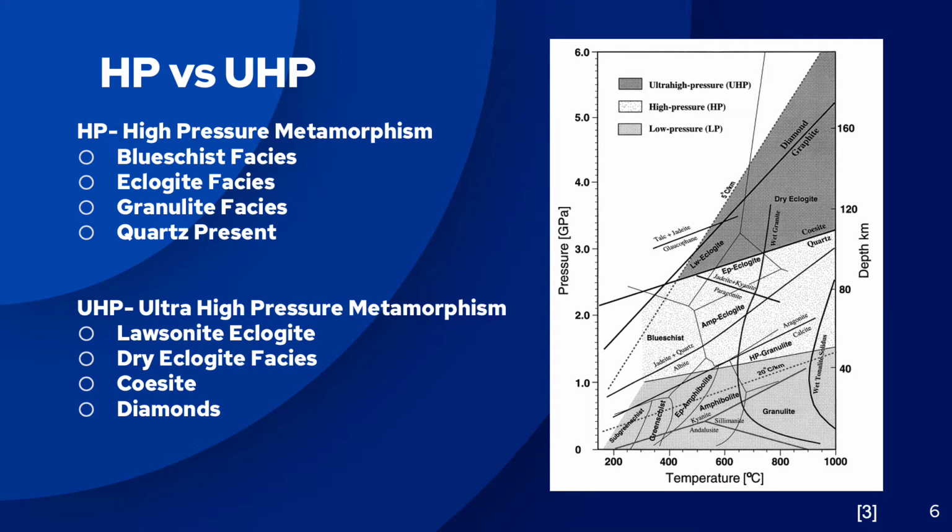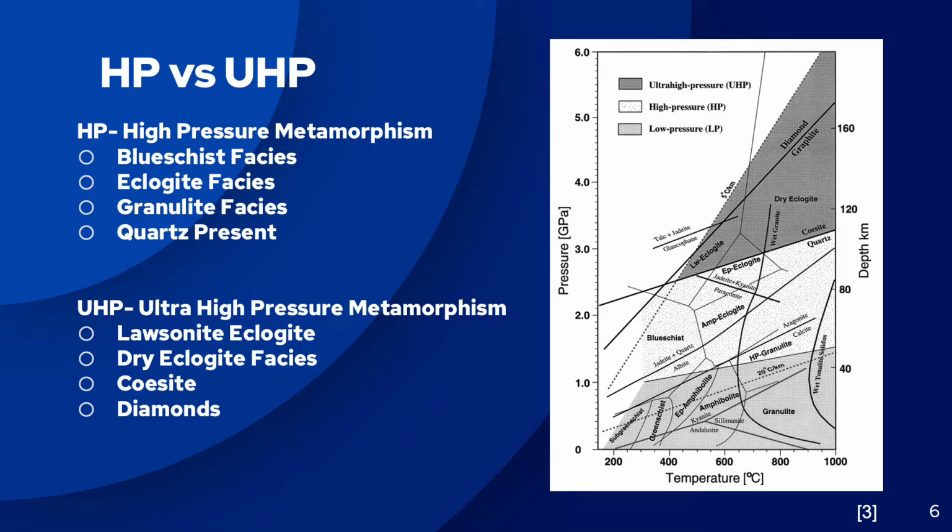Apart from thermal gradient, another very important parameter when thinking about the metamorphic processes that occur within the mantle wedge, it is quite obvious to think about the pressure. In subduction zones, we typically either see high pressure, denoted by HP, or ultra high pressure, UHP, zones, and their associated metamorphic facies. On the slide are some of the associated facies and minerals for both HP and UHP.